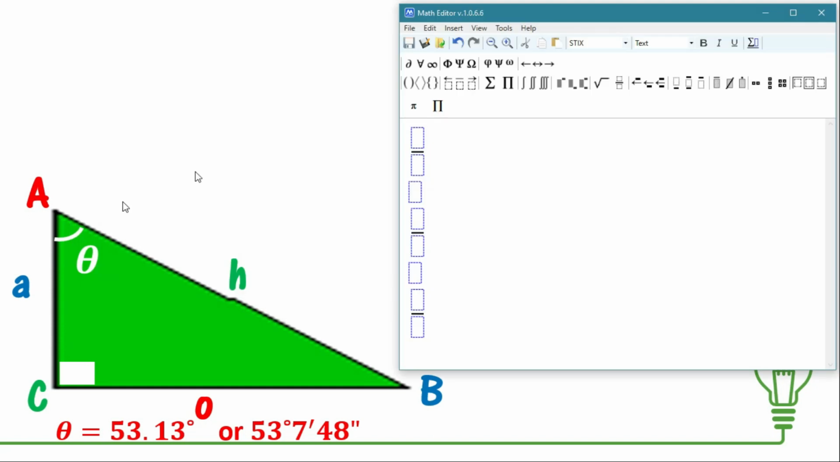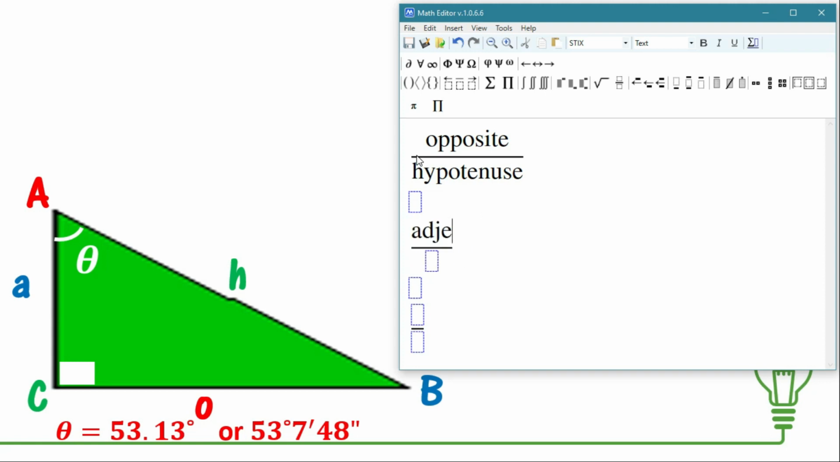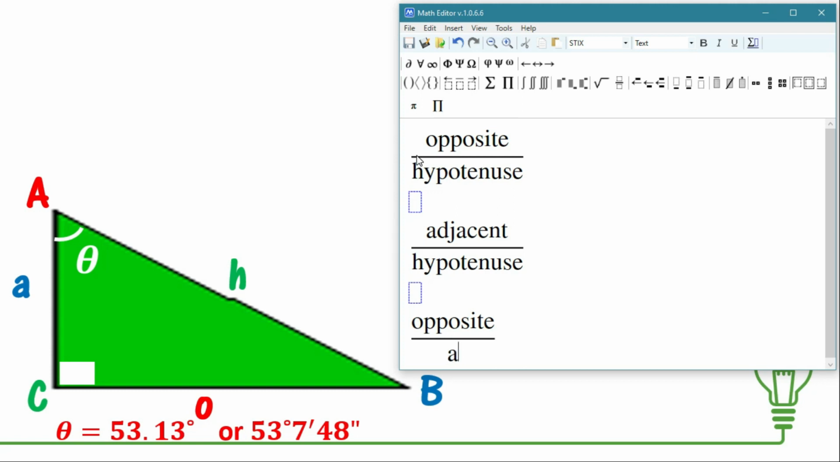We will take all the possible ratios that we can take on that right triangle. Since it's a ratio, that's going to be a fraction. The first one would be the opposite side over the hypotenuse. The second one would be the adjacent side over the hypotenuse, and the last ratio would be the opposite side over the adjacent.